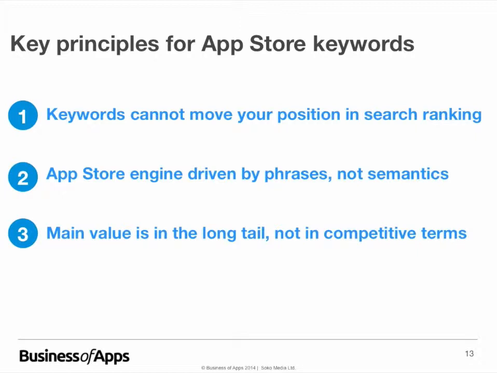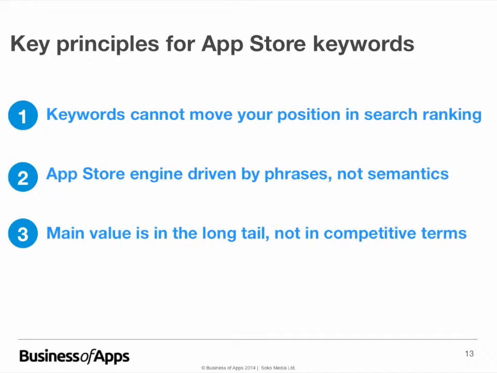So when you're thinking about keywords, remember that they help you rank for certain searches, but your position within those lists, potentially within those hundreds of searches, may well be determined by how you're performing elsewhere. Beyond that, the App Store engine is driven by phrases and not by semantics. So if you're posing it questions, you're not going to get very far, whereas short, sharp phrases will help find an app. Instead of asking, say, where is this type of app, you can ask for this type of app and be very specific, and that's how it works better.